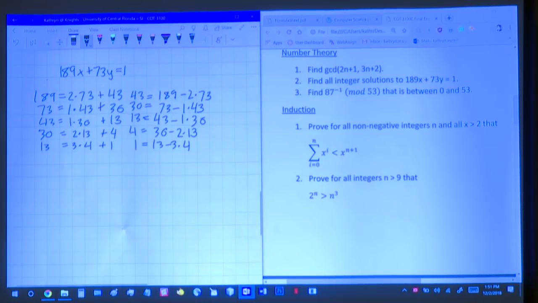And then for the extended Euclid's algorithm, we would write 1 equals 13 minus 3 times 30 minus 2 times 13. And then that equals negative 3 times 30 plus 3 times 13. And then that equals negative 3 times 30 plus 3 times 43 minus 1 times 30. Then that equals 3 times 43 minus 6 times 30.